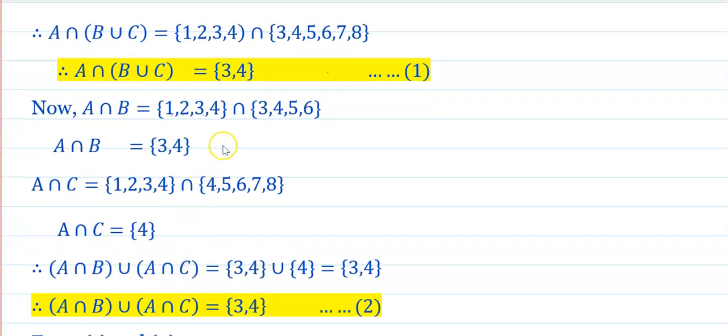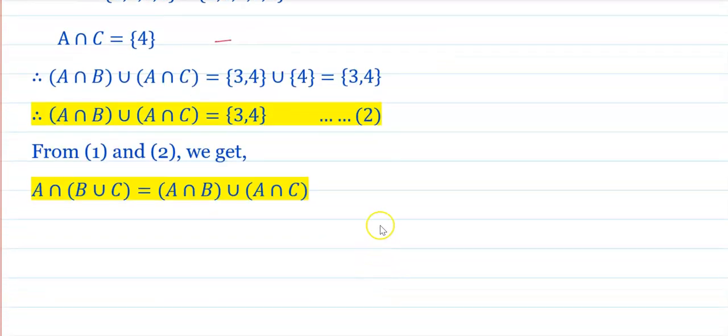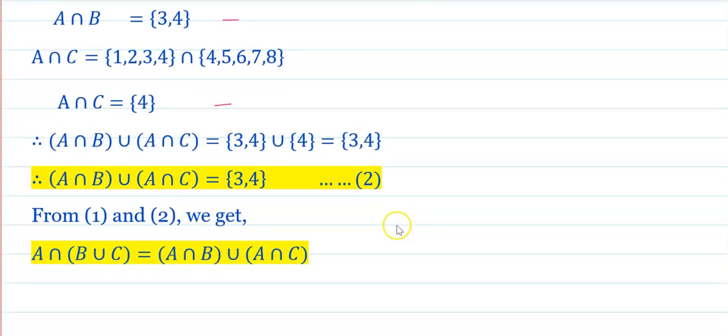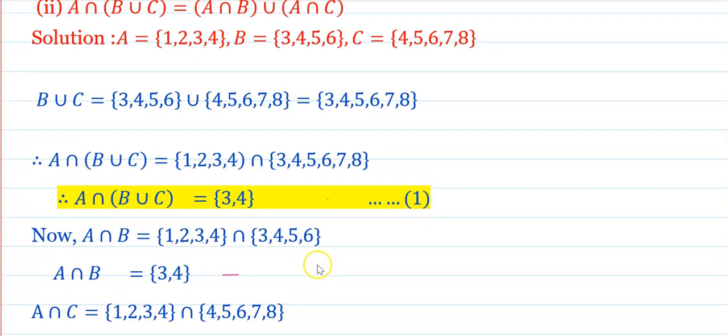Now the union of these two, that is (A intersection B) union (A intersection C). That is the union of {3, 4} and {4}. Then you will get 3, 4. And this is number 2. And therefore, from 1 and 2, A intersection (B union C) is equal to (A intersection B) union (A intersection C). And hence it is proved.